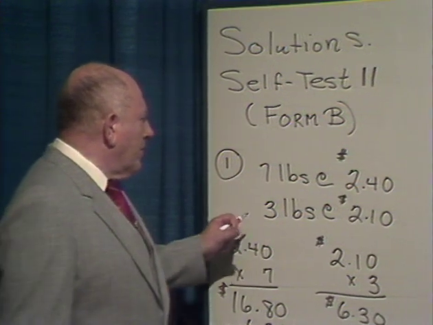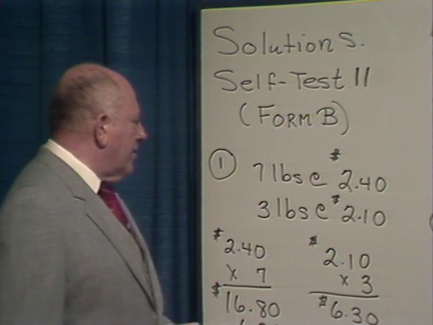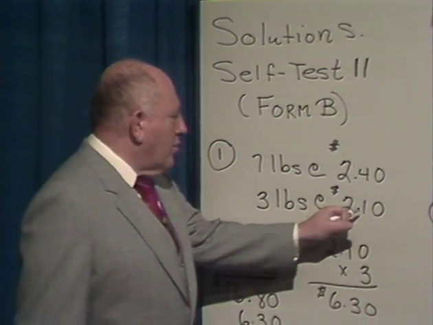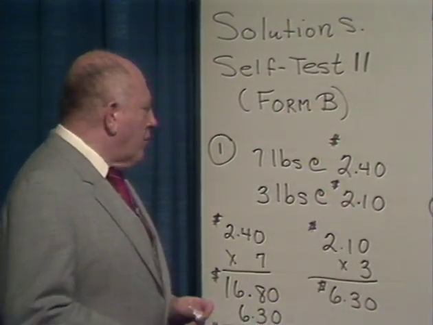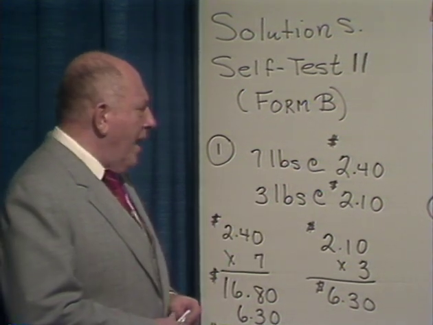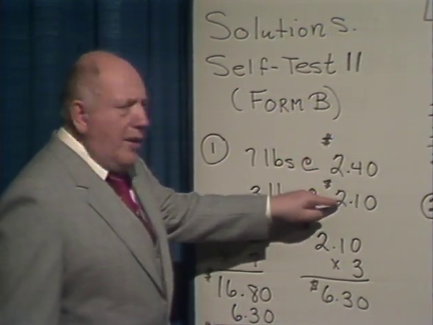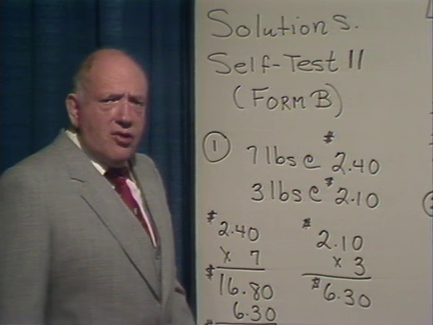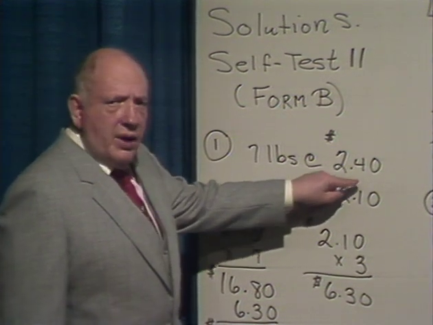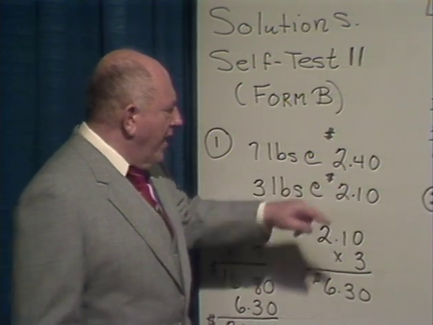For example, in problem number 1, you can buy 7 pounds at $2.40 each, 3 pounds at $2.10 each, and the question is, how much was the average cost per pound for these 10 pounds? You see, the tendency for most people is to look at the two numbers, and the usual connotation of average is to find the midpoint number, and that's usually obtained by adding the two numbers and dividing by 2.